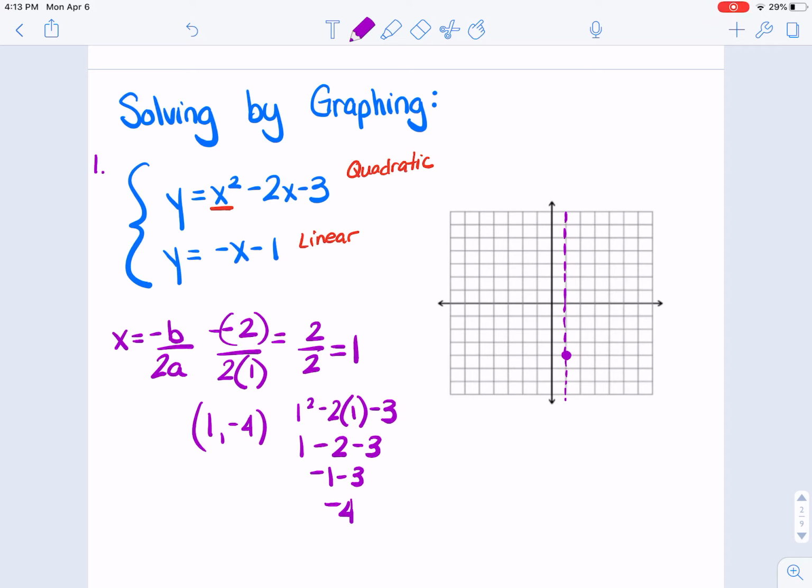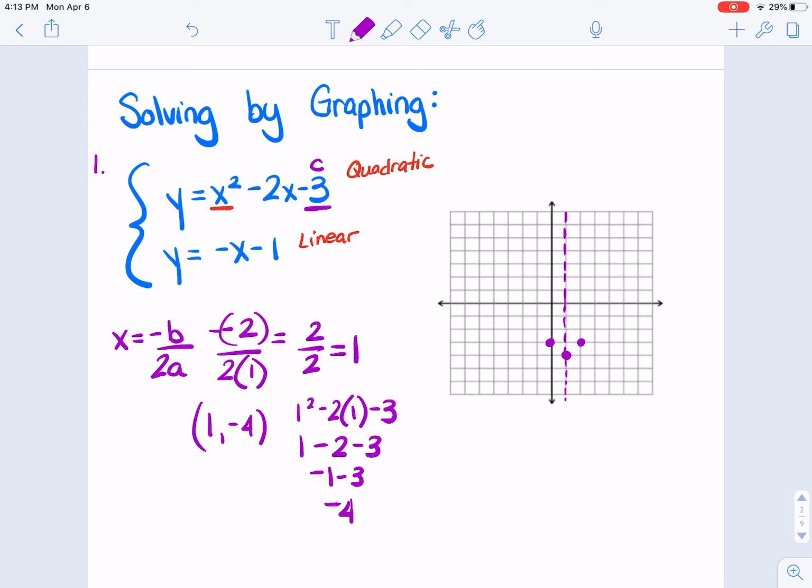Now, the second point that's rather easy is going to be your y-intercept. Your y-intercept, if you remember, is your c value. So I'm going to put a point at -3. Now, this allows me to mirror that point over to the right, because that -3 was 1 away from the axis of symmetry.